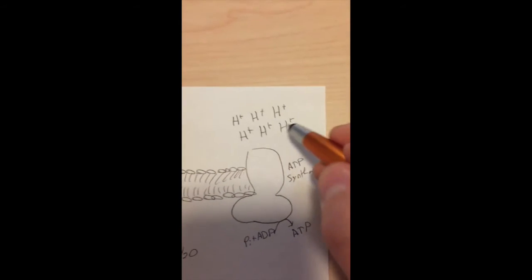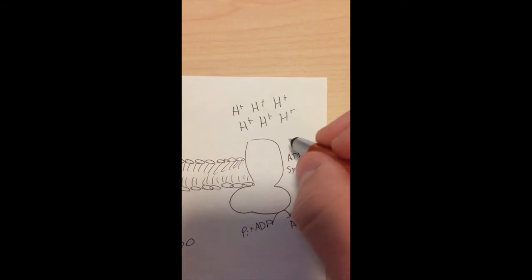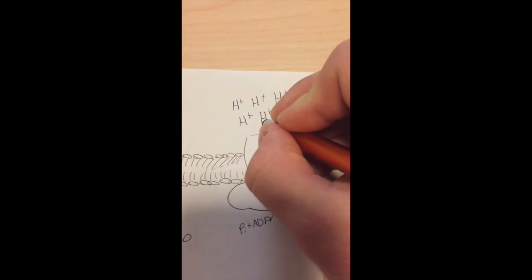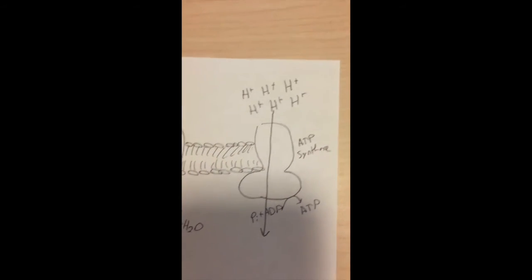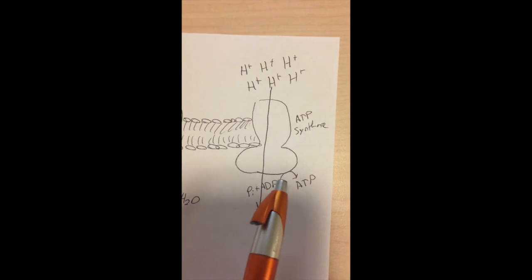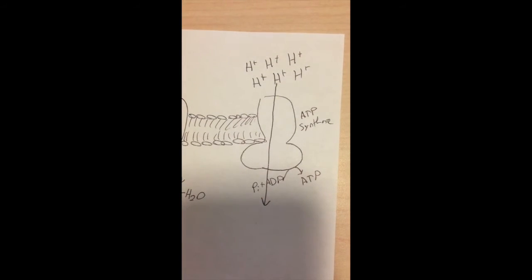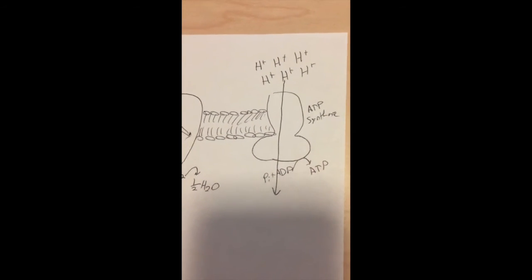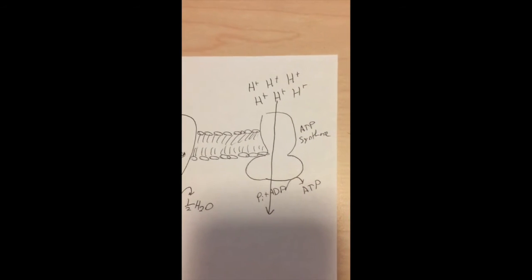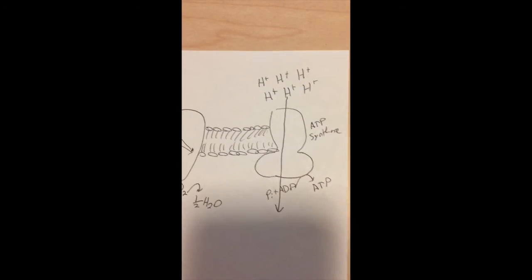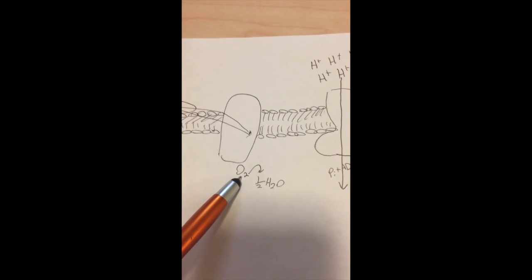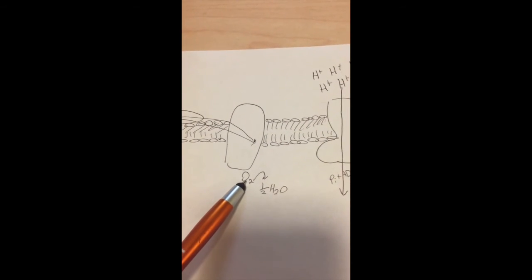Now, based off of diffusion, these H pluses are going to want to come back into the matrix, which is what's going to happen. They're going to shoot into the matrix, and this ATP synthase is going to turn and create ATP from an inorganic phosphate and an adenosine diphosphate. Now, this whole process of creating ATP through the electron transport chain is called oxidative phosphorylation. This is because the oxygen molecule is very electronegative and wants to collect all the electrons.